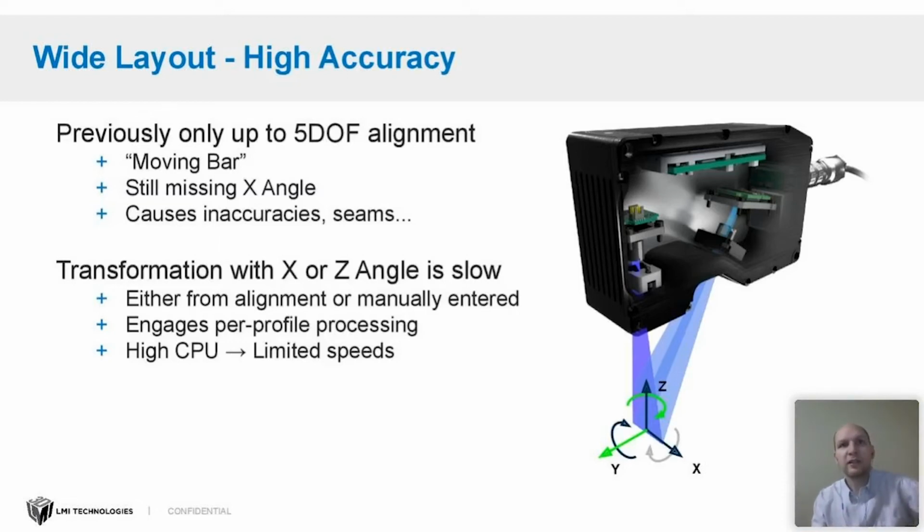So previously, we only supported 5 degrees of freedom alignment with this, and there were also accuracy limitations with that. It was all done using the moving bar alignment. The inaccuracies result in inaccuracies in your final stitched results. So you would see seams, for example, or just inaccuracies in your alignment. And so that was the limitation around the alignment accuracy itself.